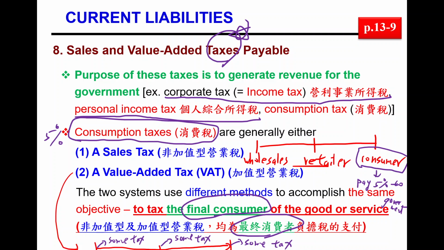So the only difference is when the government takes the tax. Everything else is totally the same. What does that mean? The 5% is still paid by the consumer. The logic concept is right here. If you want to learn more details, you have to take another course, tax. We have another course, tax, that will tell you the details.